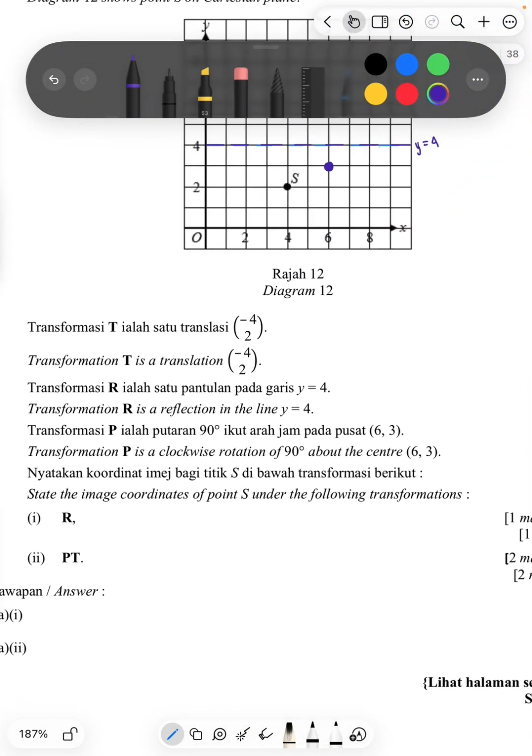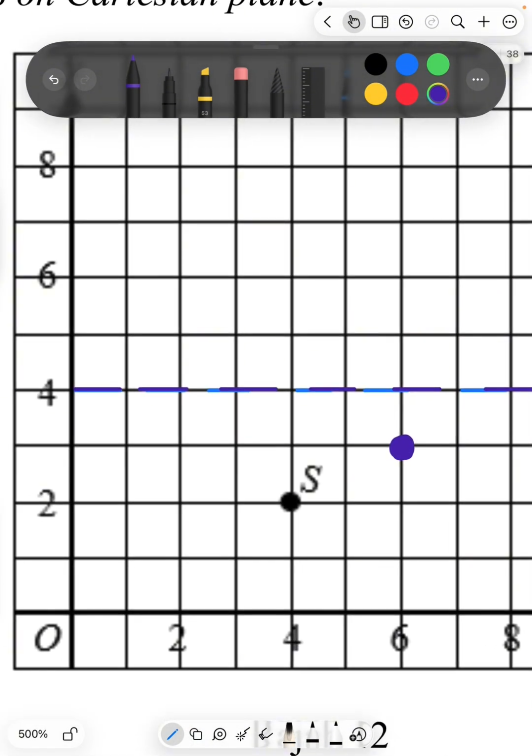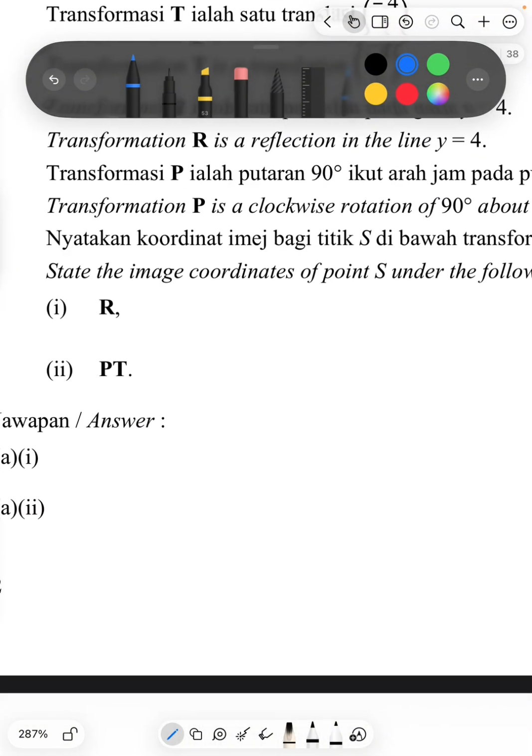State the image coordinates of point S under the following transformations. So R. So this is S. So S, it's a reflection at this line. So from S, from here to here, it's 2 boxes. So meaning that S should be here, on the opposite side. So S is here. So this is reflection R. So the coordinate is (4, 6).